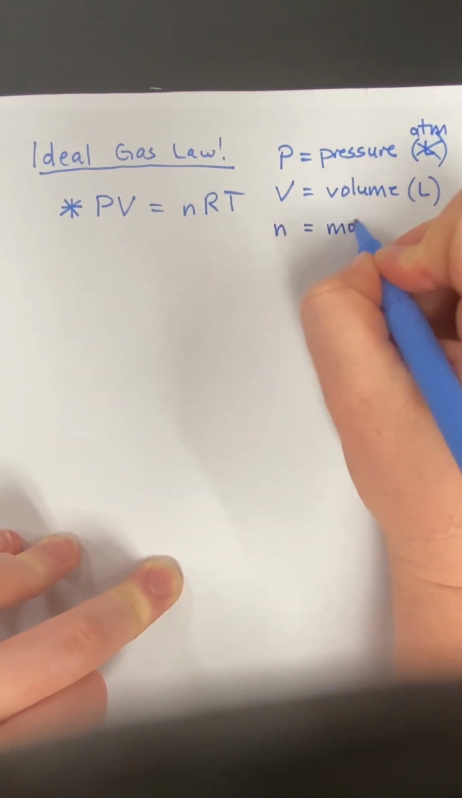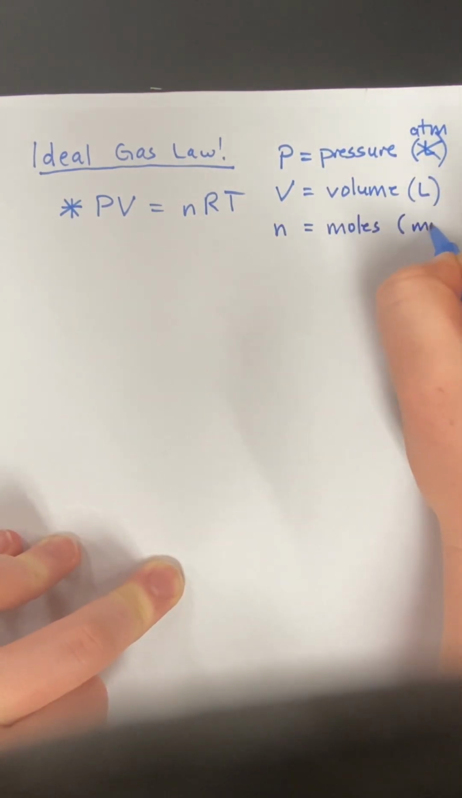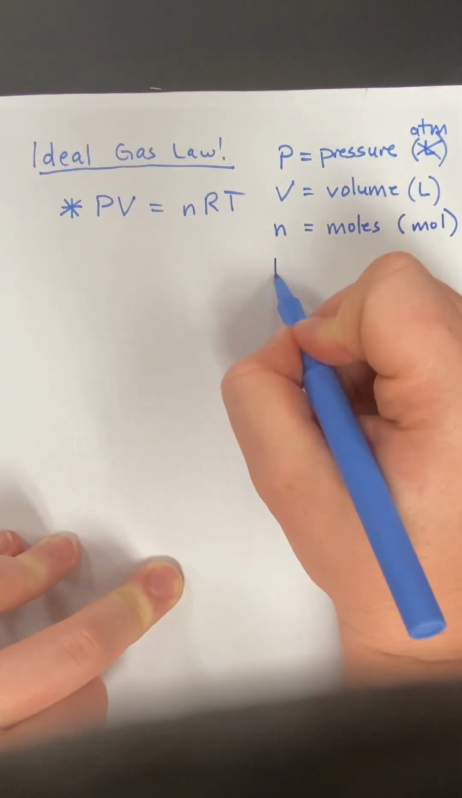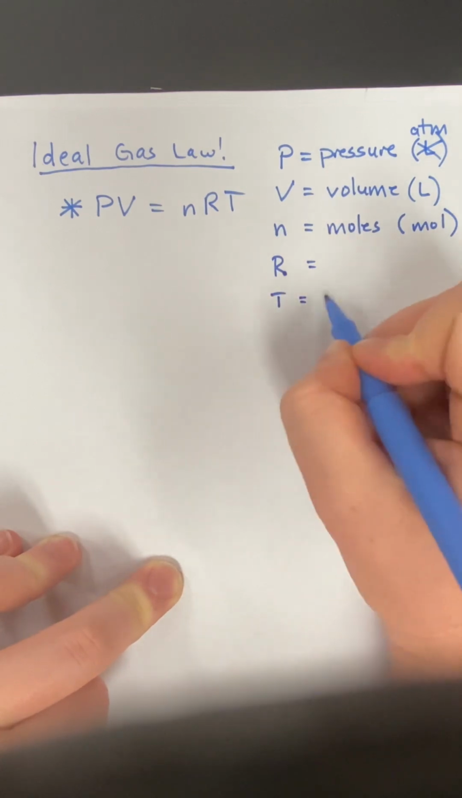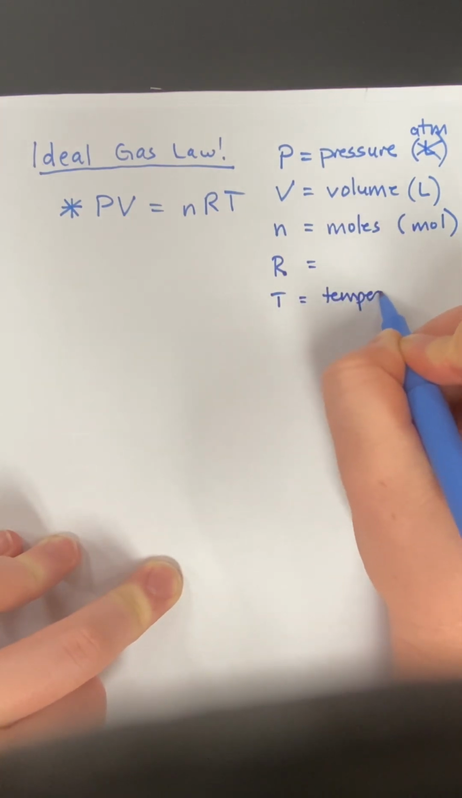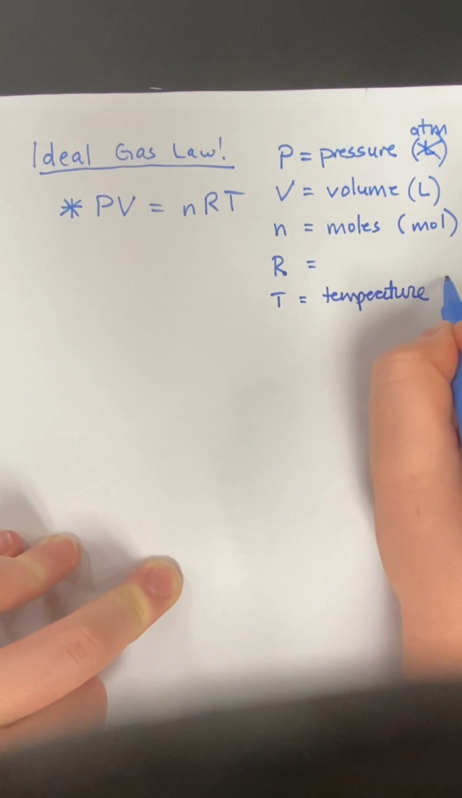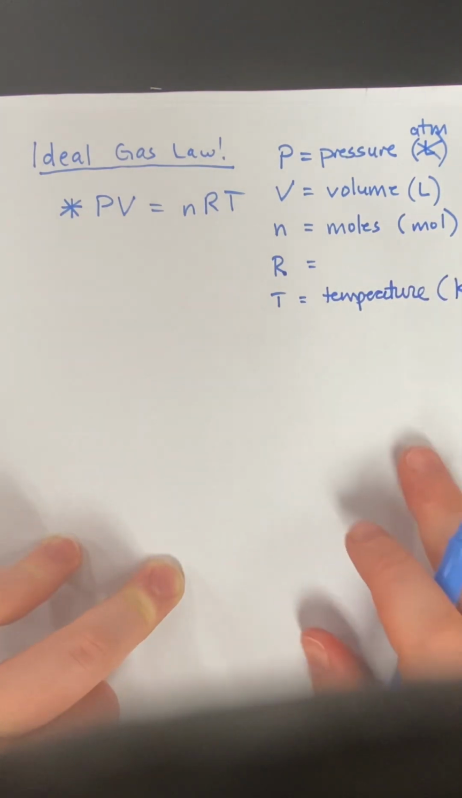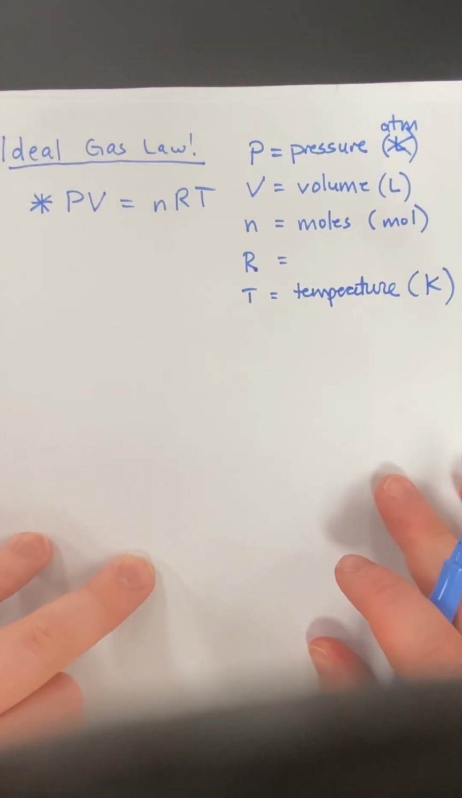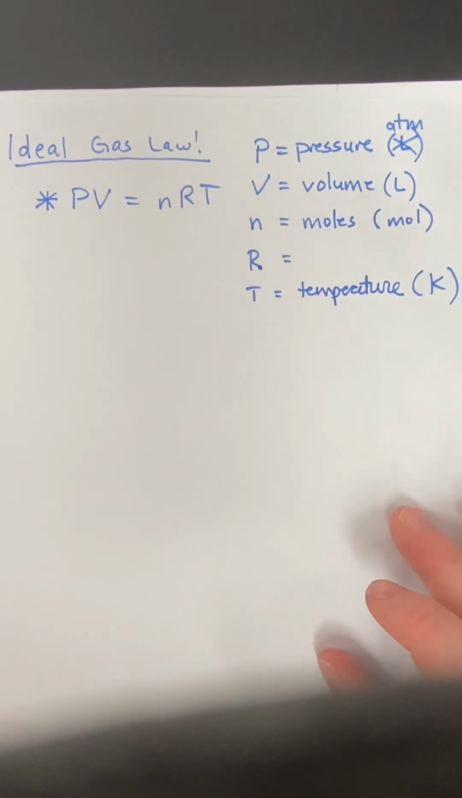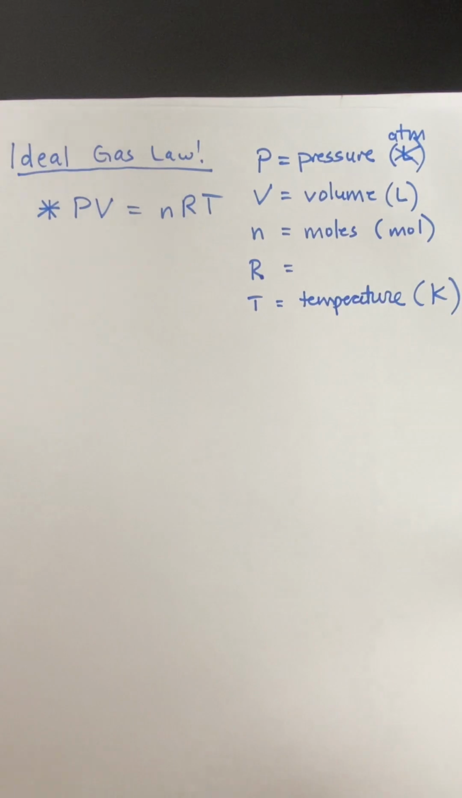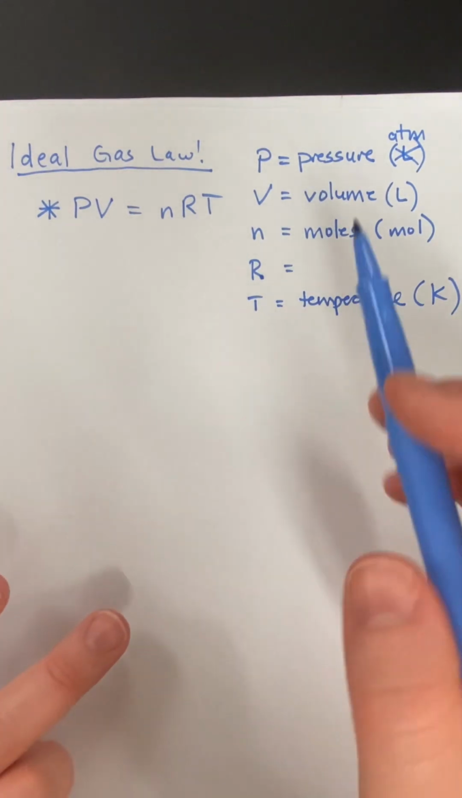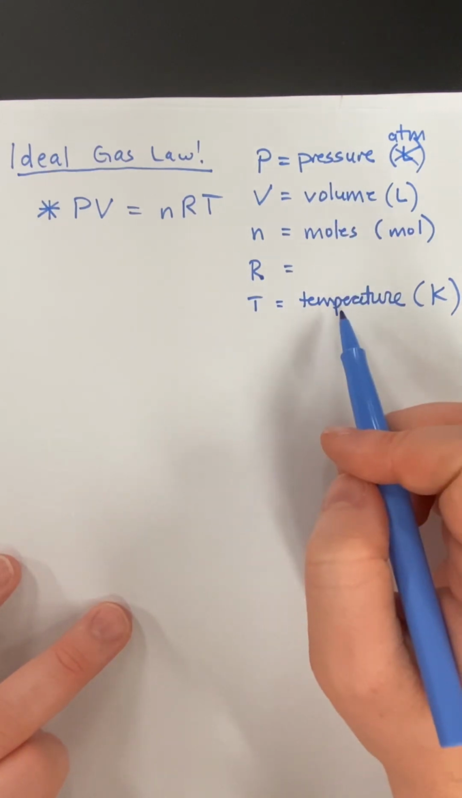n is the number of moles, so that is just in moles. R, we're going to get to in a second. T is your temperature. You do want to make sure that temperature is in Kelvin, just like you did for Charles' law. Temperature cannot be in Celsius because Celsius is not an absolute scale. So those ones you already know, you're familiar with: pressure, volume, moles, temperature.